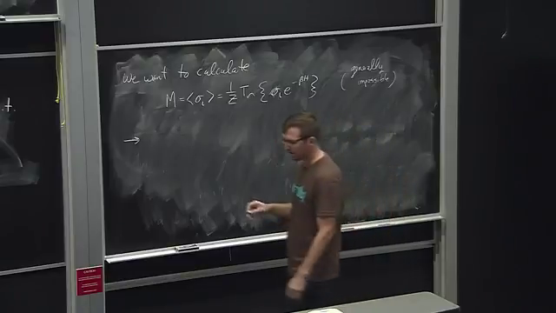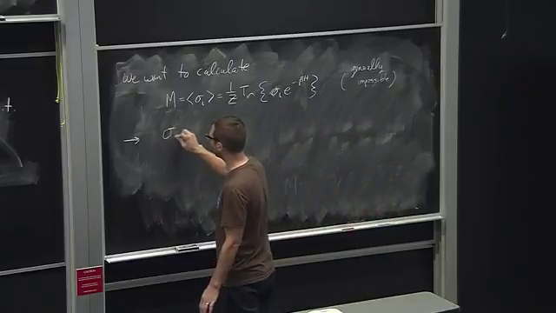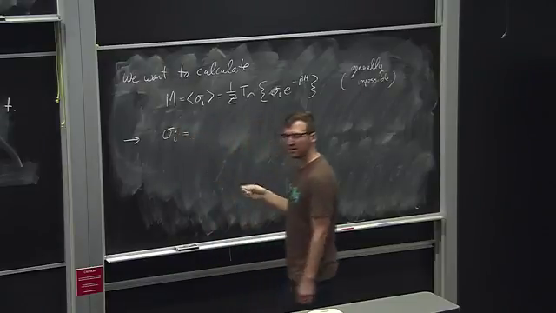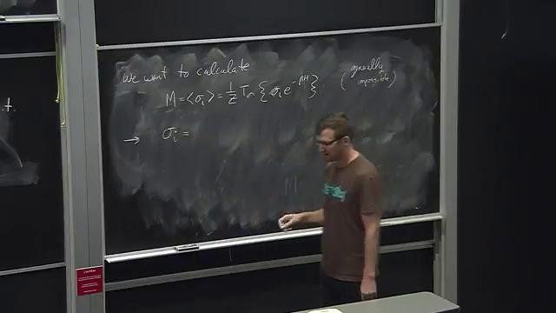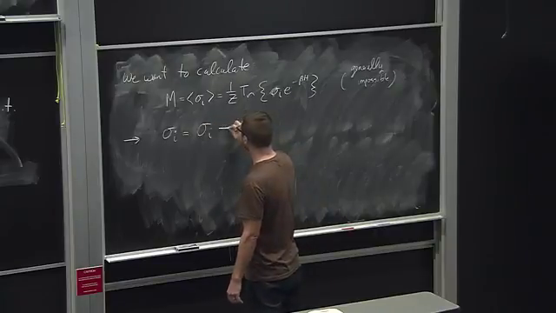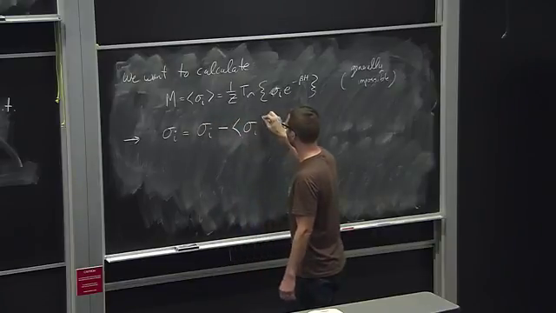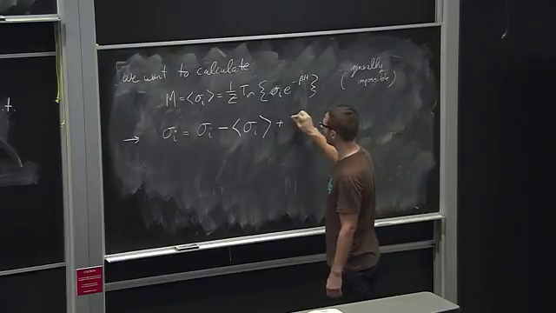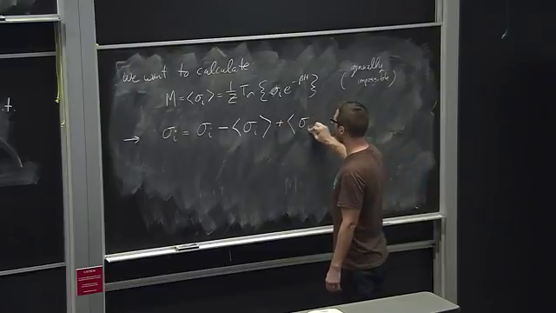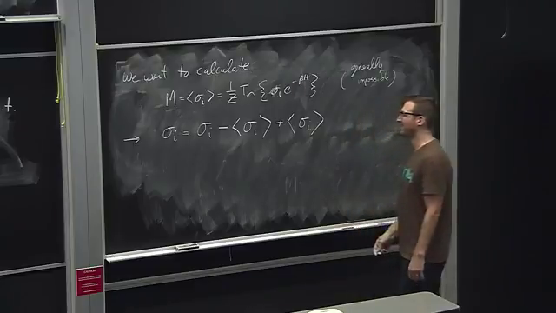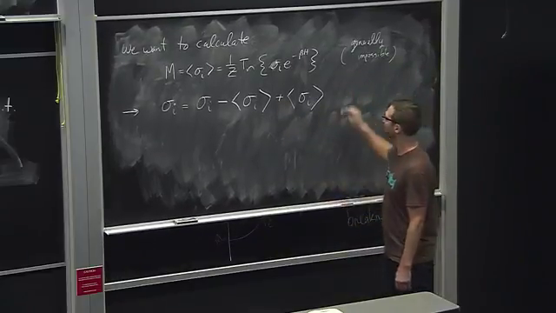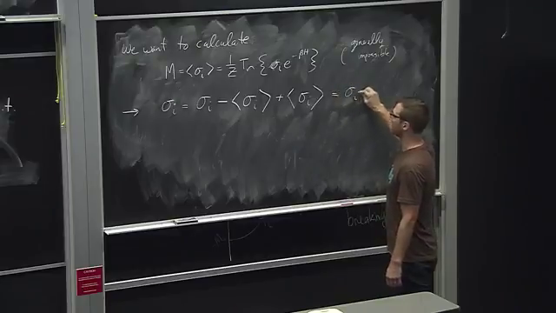okay, so let me write it like this. Let me write the individual variable, sigma i, the spin that occurs on site i, as sigma i minus the magnetization, or the thermodynamic average, plus the magnetization. So I've just added and subtracted the same thing. This is my favorite way of doing it.